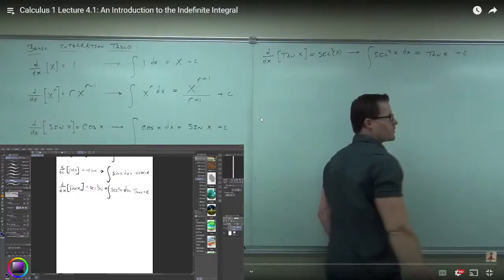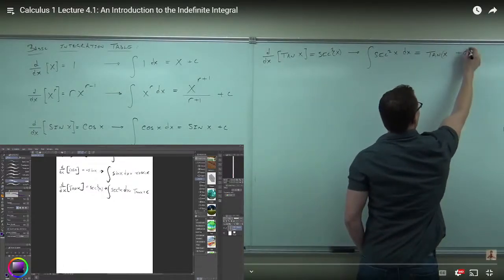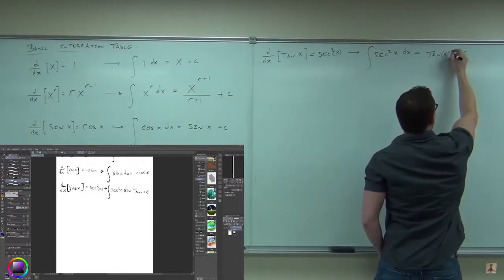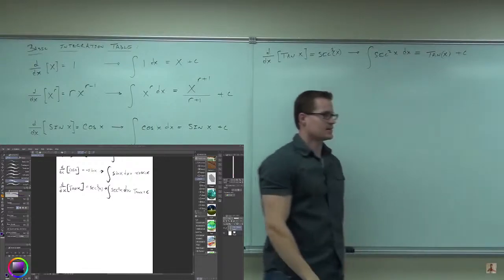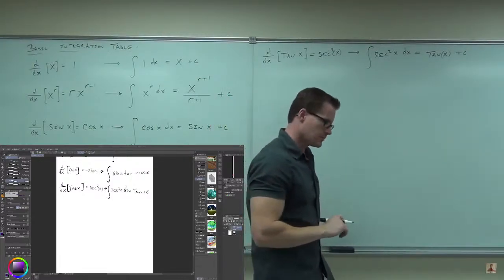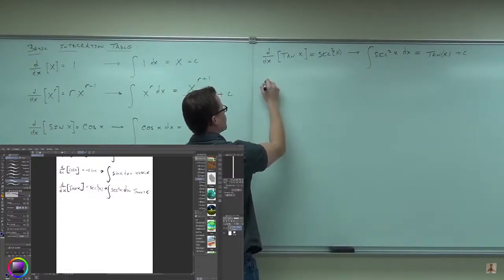Plus c. By the way, look at the board here real quick. Is it plus c like this? No. It's actually plus c like this, okay? Whatever the angle is, and then the plus c is the very, very end. Okay, 3 more.